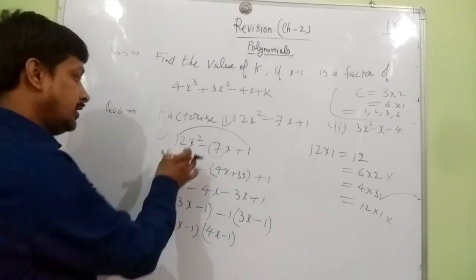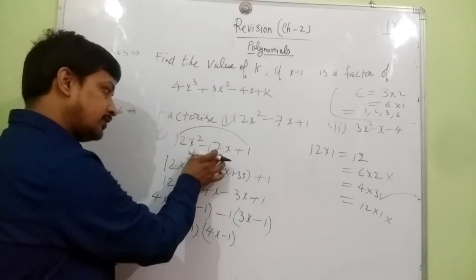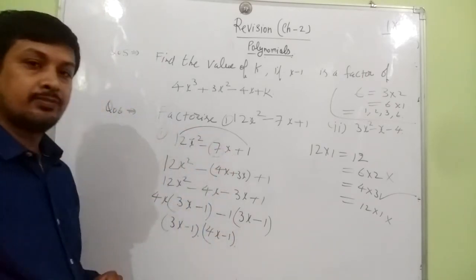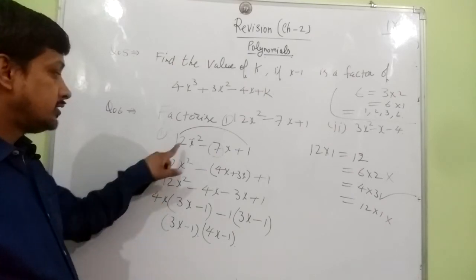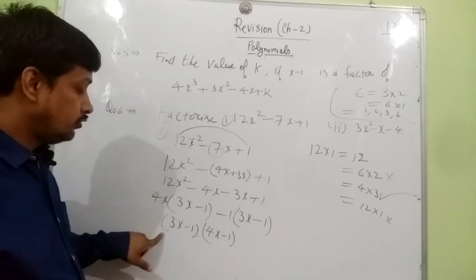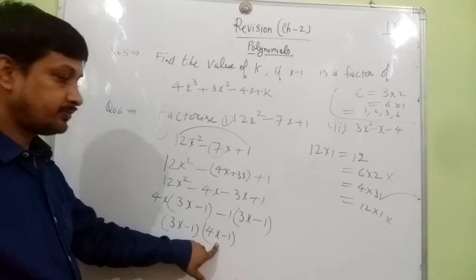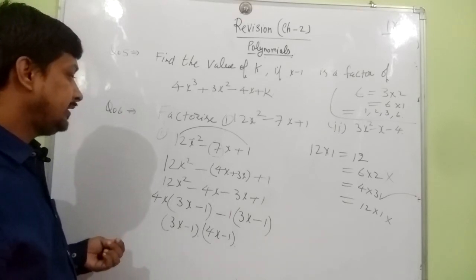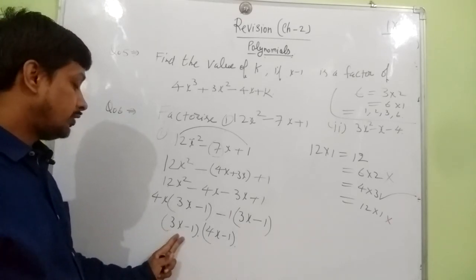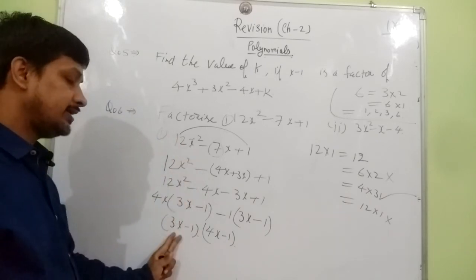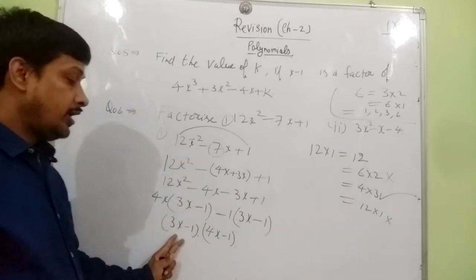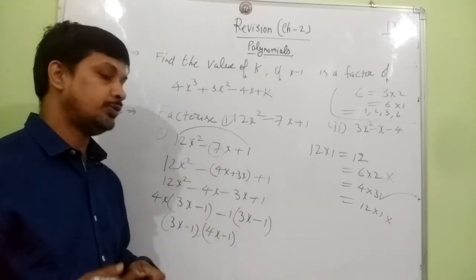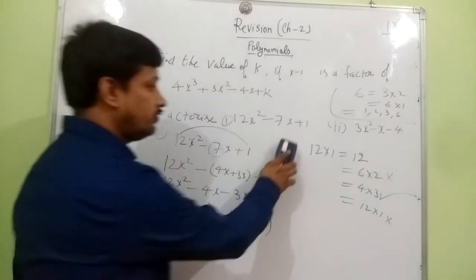So what it means is that 3x minus 1 is a factor of this polynomial, as well as 4x minus 1 is a factor of this polynomial. This is a quadratic polynomial, and you can say 2 of its factors are received. It also means that if you divide this polynomial by 3x minus 1, it will give you remainder 0. And if you divide this polynomial by 4x minus 1, then also you will get the remainder 0. Okay.